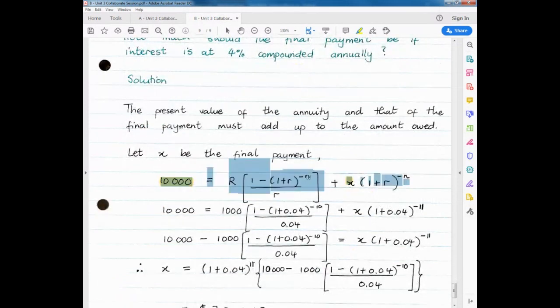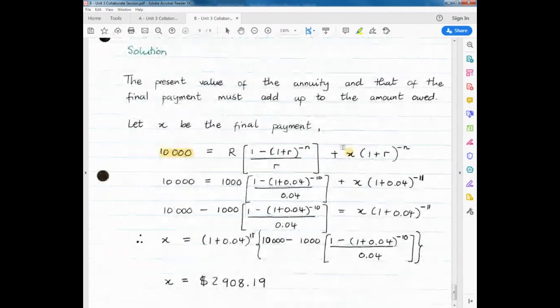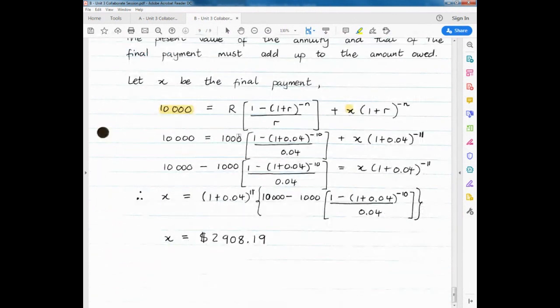The first N here is 10 years. That N for the final payment is 11 years because this annuity is for 10 years. The final payment is at the end of the 11th year. So that's 10 and that's 11. If we substitute, we'll see that we know what that r is. Therefore, we want to find x.